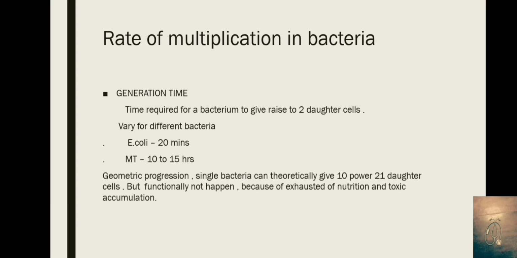But here see geometric progression. A single bacterium can theoretically give 10 power 21 daughter cells. But practically that doesn't happen, because lack of nutrition and toxic accumulation lead to bacterial death, or the bacteria can't produce further daughter cells.